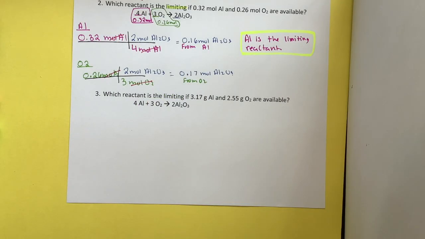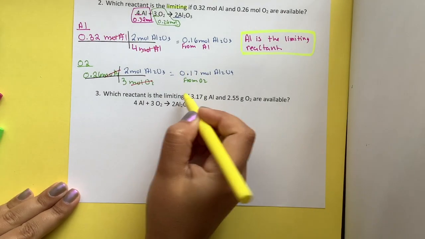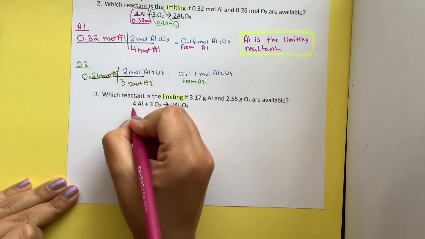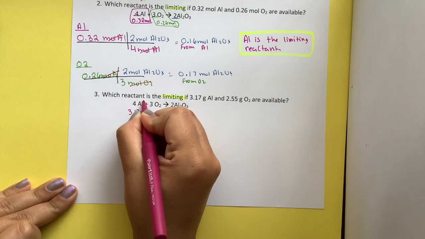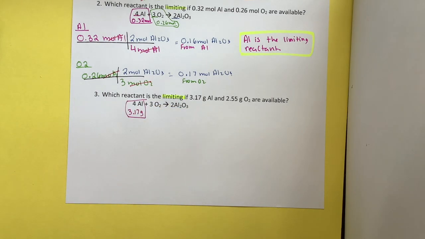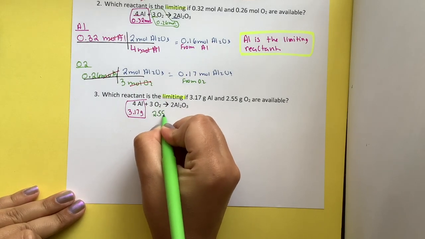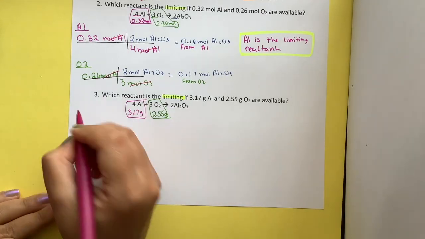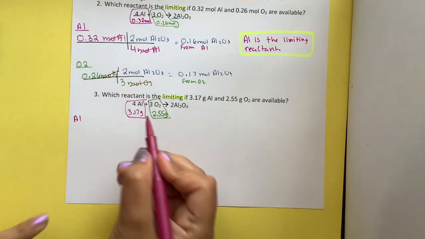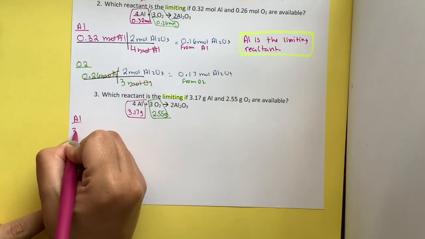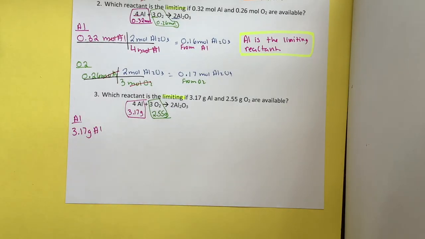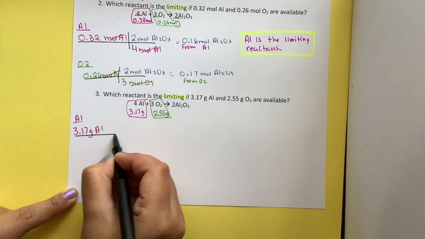Number 3 says, which reactant is the limiting reactant if 3.17 grams of aluminum and 2.55 grams of oxygen are available? So again, they're asking us for the limiting reactant, the reactant that produces the least amount of product. I'm going to do the same thing that I've been doing, starting with one of the reactants. I'm going to start with aluminum, and I start with 3.17 grams of aluminum.